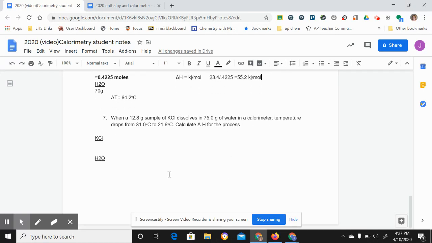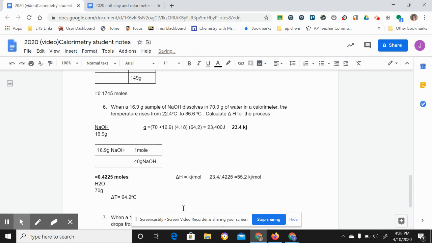Last problem we're going to try, ladies and gentlemen. So now we have 12.8 grams of KCl dissolves in 75 grams of water in a calorimeter. The temperature drops from 31 to 21.6. Calculate out the delta H. So we know we have 12.8 grams of KCl, and we know we have 75 grams of water.